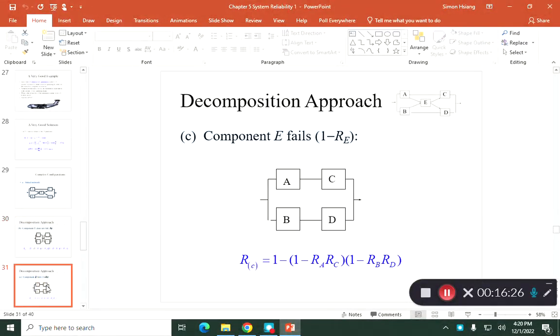Next, I guarantee E fails. So now if E fails, the system becomes high redundancy. So I have a series on the top, so 1 minus the AC chain becomes the failure of the upper link. 1 minus the BD chain becomes the failure of the lower chain. 1 minus both failing, that is the system reliability guaranteed by E already failing. So far so good? Okay?